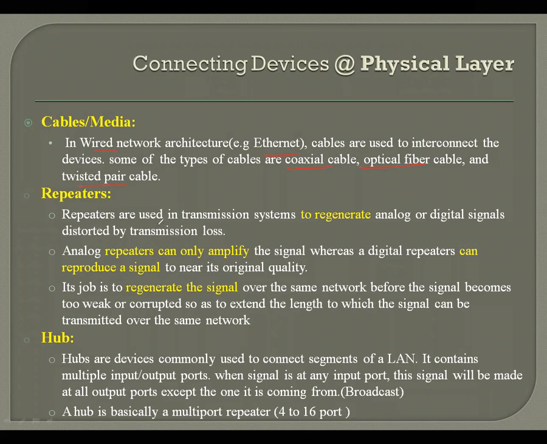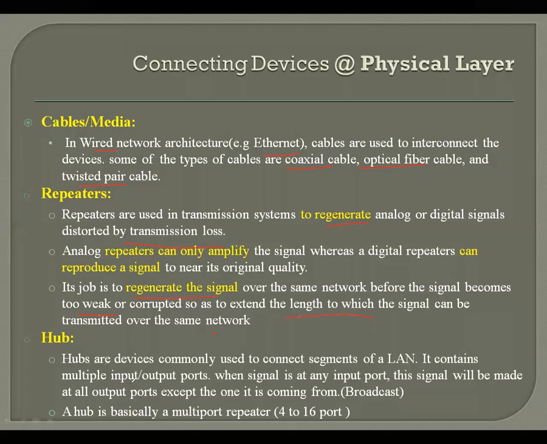Then second will be the repeater. Repeaters are used in a transmission system to regenerate analog or digital signals destroyed by transmission loss. Analog repeaters can only amplify the signal, whereas digital repeaters can reproduce the signals to near their original quality. This is a very important statement. Its job is to regenerate the signal over the same network before the signal becomes too weak or corrupted, so as to extend the length to which the signal can be transmitted over the same network. It strengthens the signals so that the signal can cross the distance to the receiver.